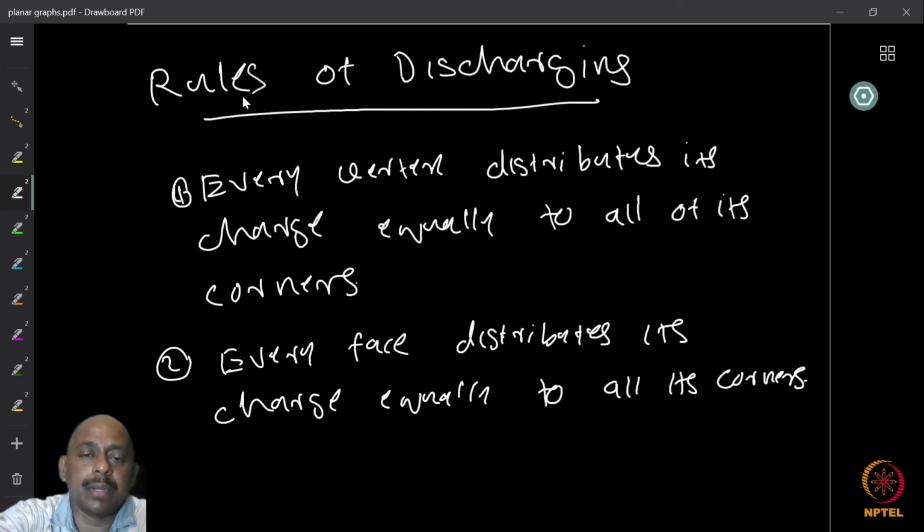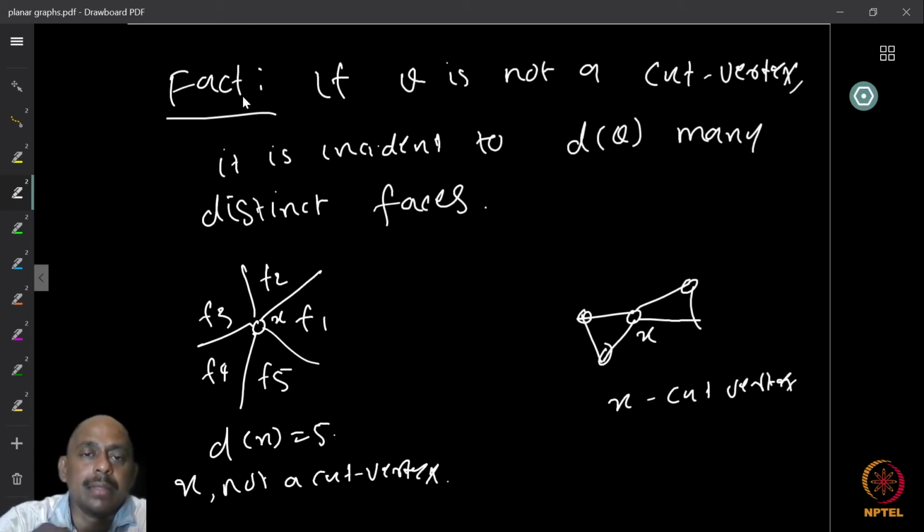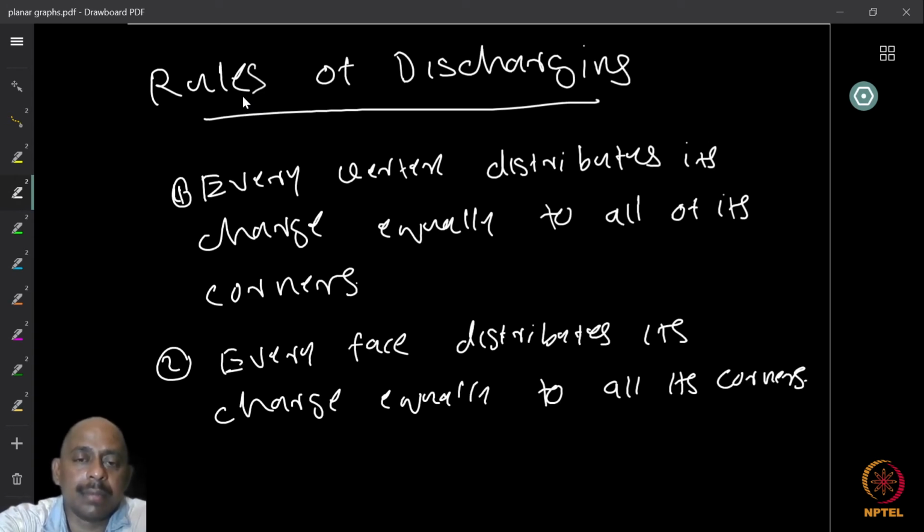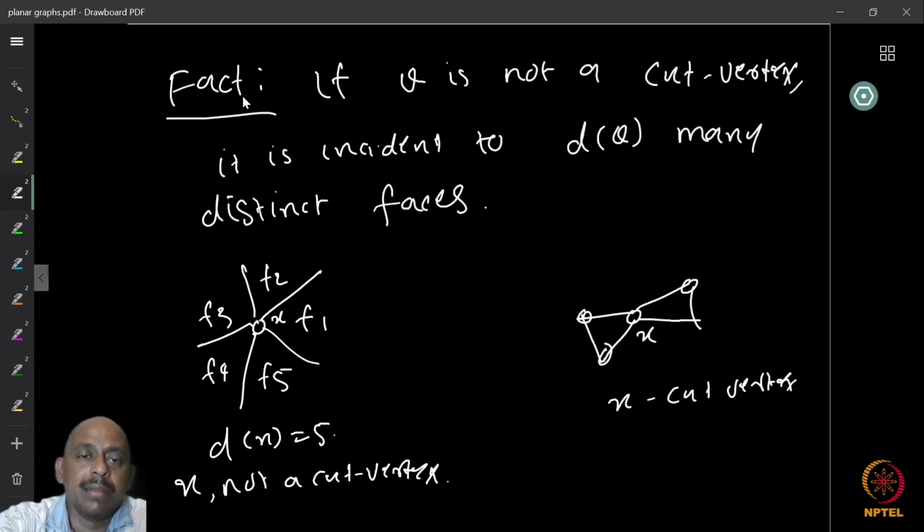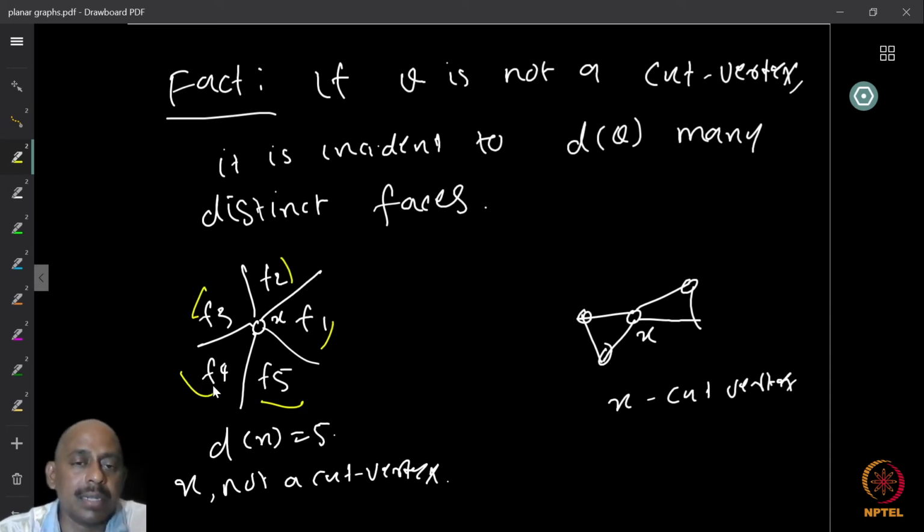So what is the meaning of this statement? Let us observe something before we go into that. Suppose a vertex is not a cut vertex. Then I want to observe that this vertex is incident to exactly its degree many distinct faces. So what I am saying is that if this vertex x is not a cut vertex, then these faces f1, f2, f3 to f5, all these faces are distinct.